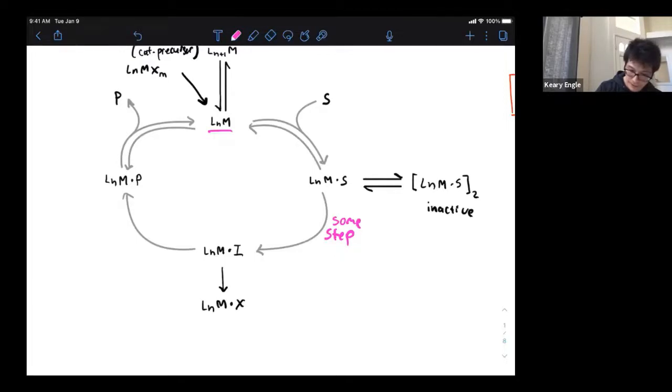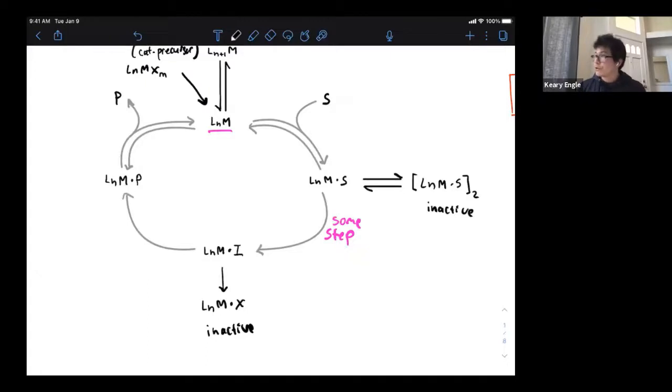You can have catalyst decomposition at this state. So this is drawn as irreversible. As an example, let's say what you're trying to do is a diarylation reaction, something that we do in our lab.